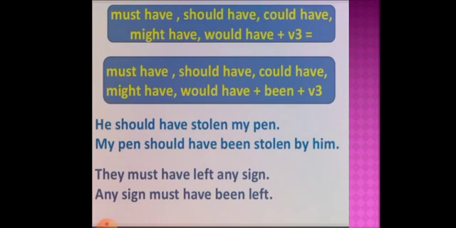They must have left any sign. Any sign must have been left. Must have left will be changed into must have been left.